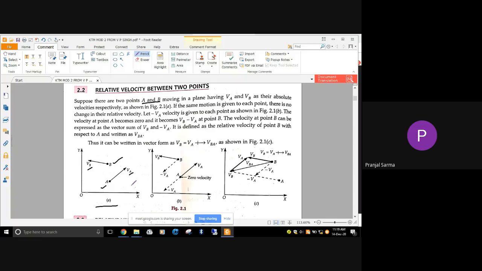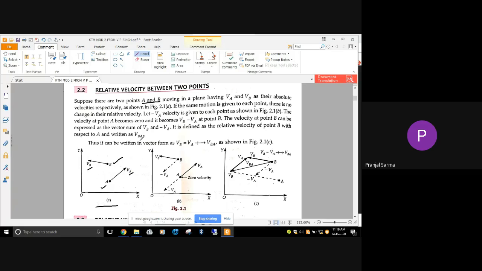Now if you give the same motion to both the bodies, suppose you add 2 kilometers per hour in the same direction to both, then what will happen? The previous 10 kilometers per hour will become 12 kilometers per hour, and the other one, previously 5 kilometers per hour, will become 7 kilometers per hour. Thus, once again, relatively it will be seen as if they have the same relative velocity.